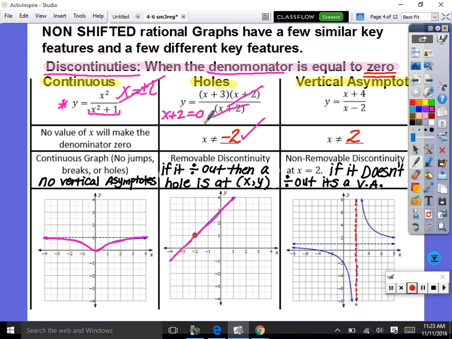I divided it out, I removed it. That's called a removable discontinuity. So now, because it was removed, it's a hole in the graph, not a vertical asymptote. It's a hole in the graph. And we could get into why that is.